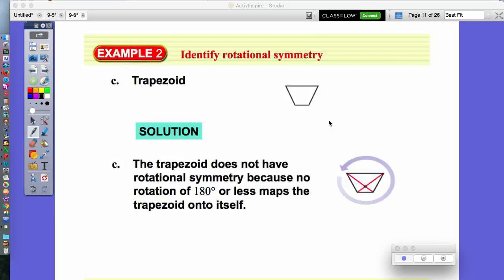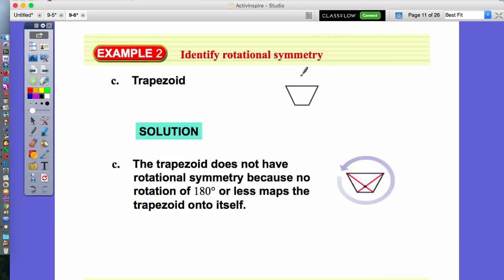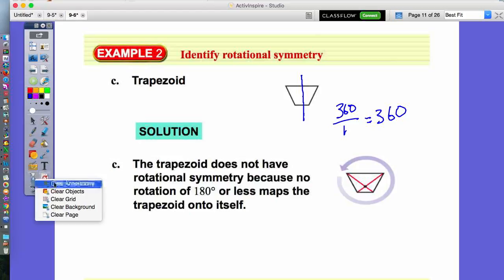Now, some figures don't have rotational symmetry. Look at this trapezoid. First of all, you don't want to get confused. These line drawings here are not lines of symmetry. They're just the diagonals of a trapezoid. This trapezoid only has one line of symmetry down the middle. It appears to be an isosceles trapezoid. 360 divided by 1 is still 360. So it does not have rotational symmetry because no rotation of 180 degrees or less maps it onto itself.